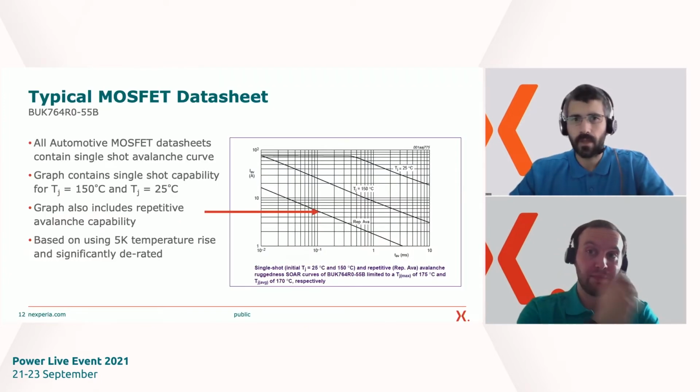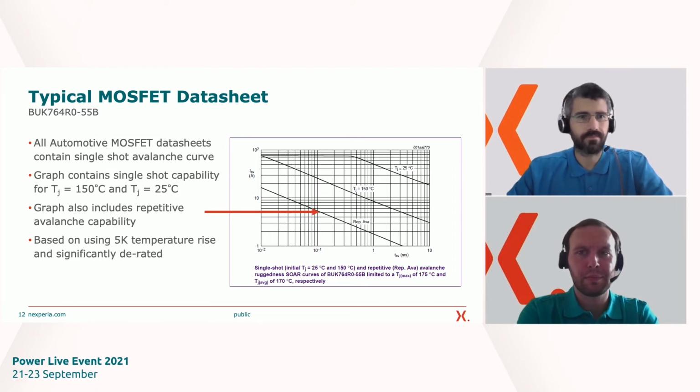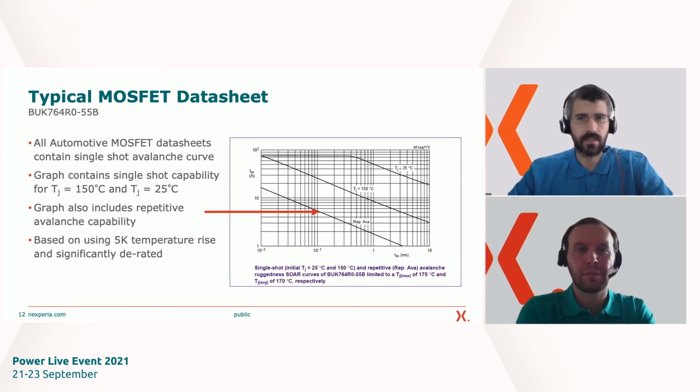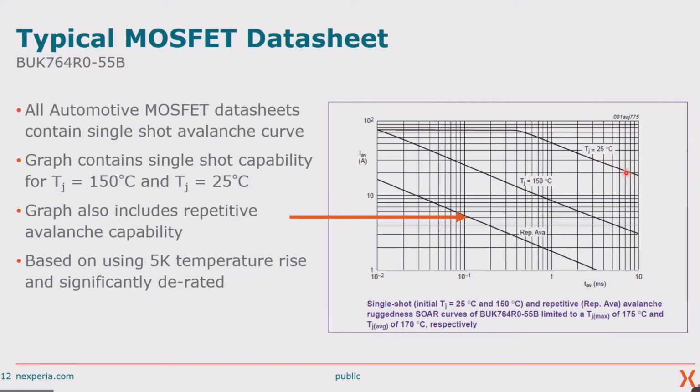Thank you, Richard. So all reputable data sheets have single shot avalanche curves. These lines guarantee MOSFET functioning if a single avalanche pulse is applied at a junction temperature of 25 degrees. There is an additional curve for 150 degrees.